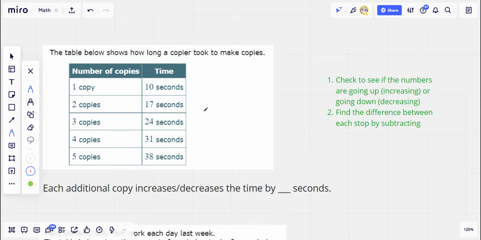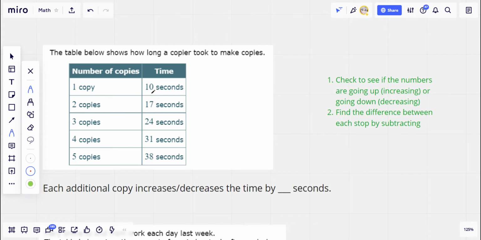Like, is it increasing or decreasing, going up or going down? And then what's the pattern? How much does it change between each step? So the first part, to notice whether the pattern is increasing or decreasing, we're just going to look at the numbers starting at the top.